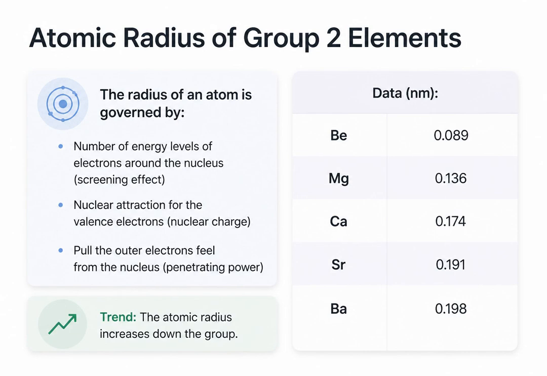The size of an atom is governed by three main factors: the number of energy levels, which creates a screening effect, the nuclear charge pulling on valence electrons, and the penetrating power of those electrons. The clear trend here is that the atomic radius increases as you move down the group, from 0.089 nanometers in beryllium to 0.198 in barium.